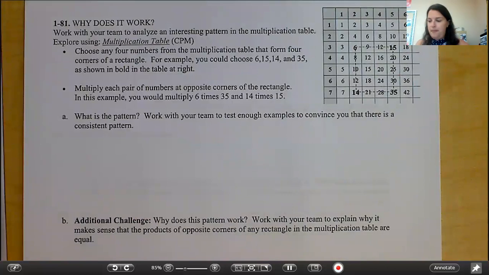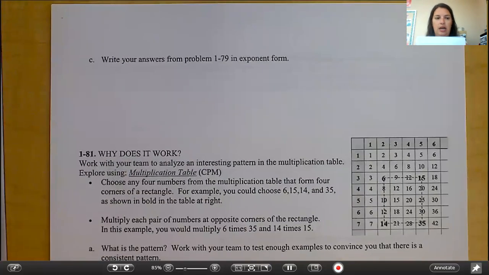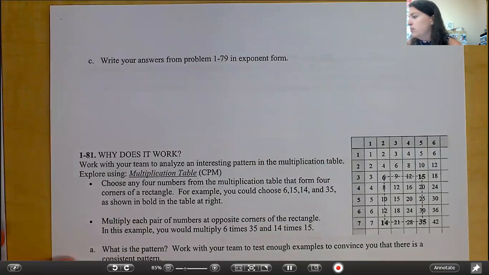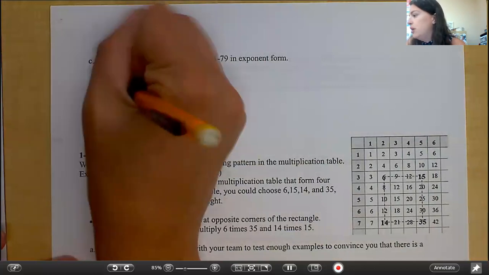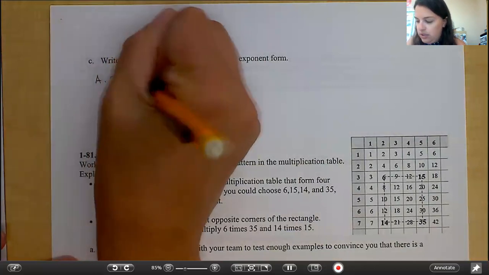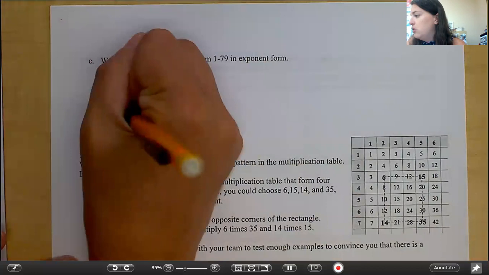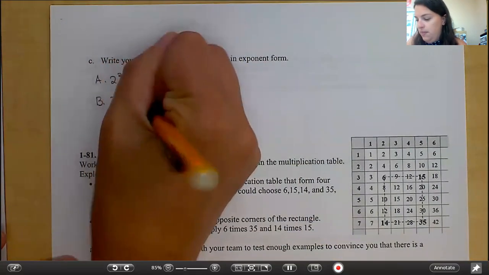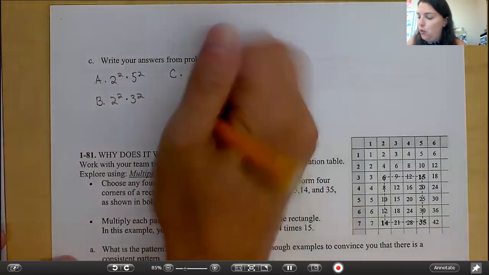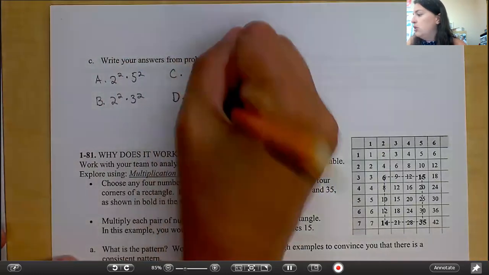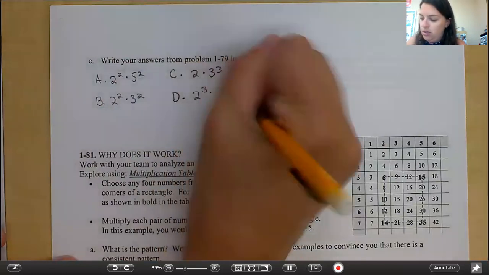Part C is asking you to write your answers from problem 179 in exponent form. So go ahead and work on that. So A should be 2 to the 2nd times 5 to the 2nd. B should be 2 to the 2nd times 3 to the 2nd. C should be 2 times 3 to the 3rd because 2 only appears once. And D should be 2 to the 3rd times 3 times 5 to the 2nd.